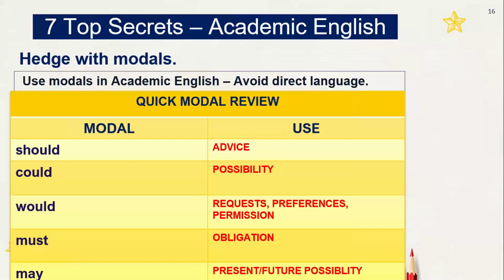So you want to use modals in academic English when possible to avoid direct language. Now, you do want to be precise and you do want to be clear, but also in a way you express these things in indirect language. So first, let's look at some modals that you could use in your essay. Should, to give advice. Could, to talk about a possibility. Would, for requests, preferences, and permission. Must, for obligation, and may, to express a present or future possibility. Let's look at some examples.